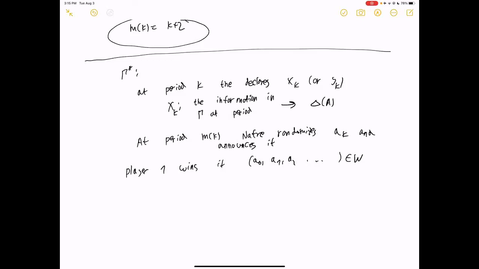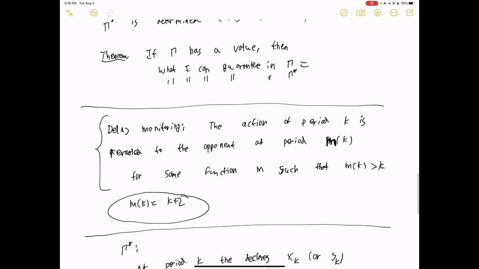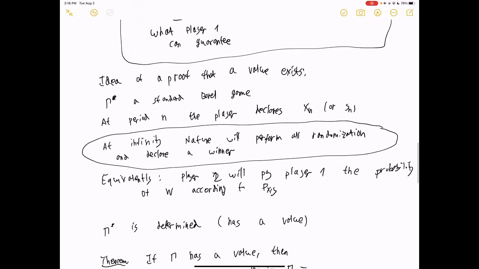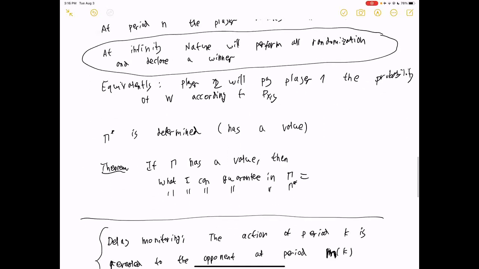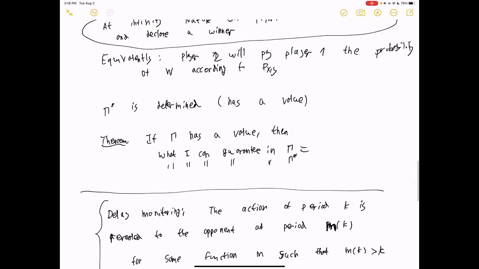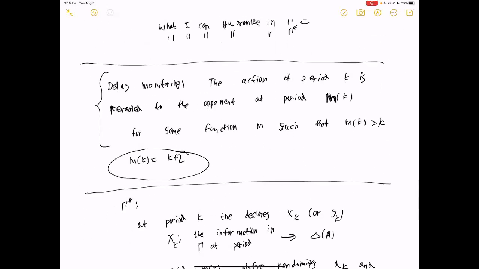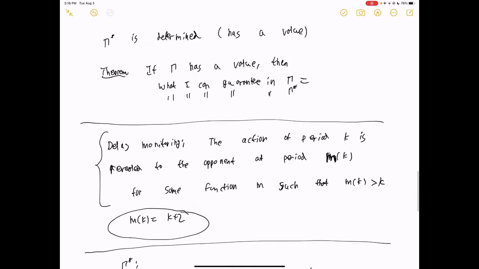I still don't see the difference because the players can contemplate. If nature chooses AK, then I would play this way, and if nature chooses another AK, I would play differently. And since they know it, it would be the same thing. So I don't understand conceptually what is the difference between the two games.